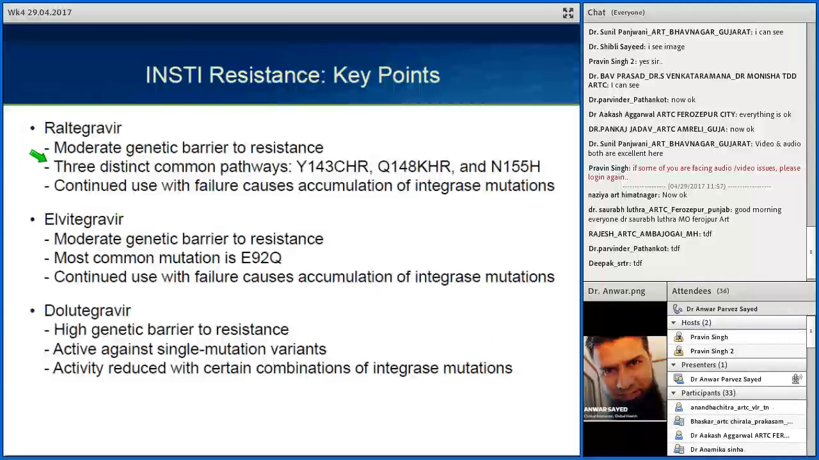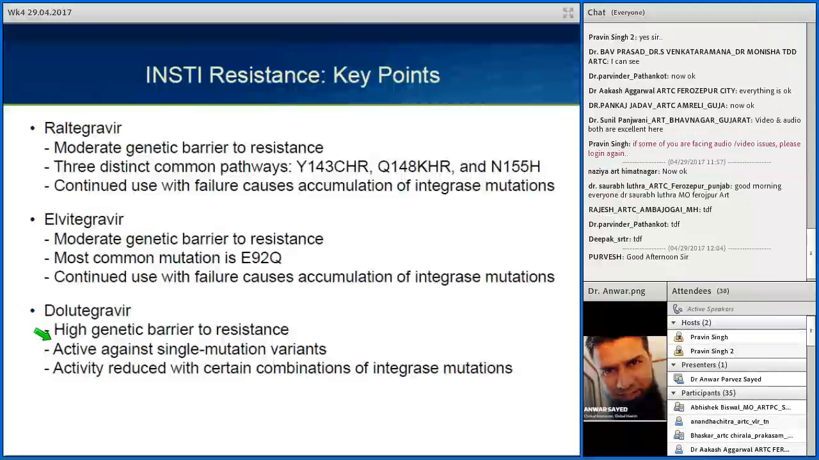So raltegravir has a moderate genetic barrier, that means it is somewhere in the middle. Then there are 3 distinct common pathways, you need not remember them. Continued use with failure causes accumulation of integrase mutations, and if this accumulation happens, dolutegravir also will become mutant. That is a high genetic barrier.